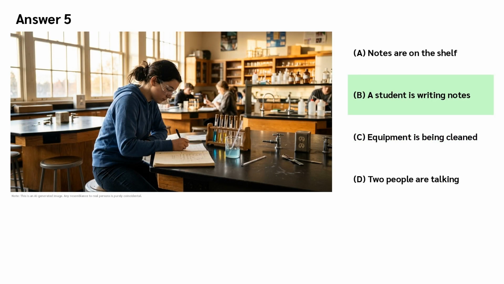Answer number 5. Answer B. Because the student in goggles sits writing observations in an open lab notebook with a pen. A. Is wrong because the notebook lies open on the bench, not on a shelf. C. Is wrong because no equipment is being cleaned in the photo. D. Is wrong because only one student appears, not two people talking.